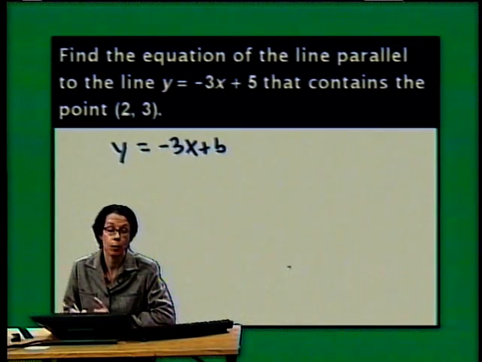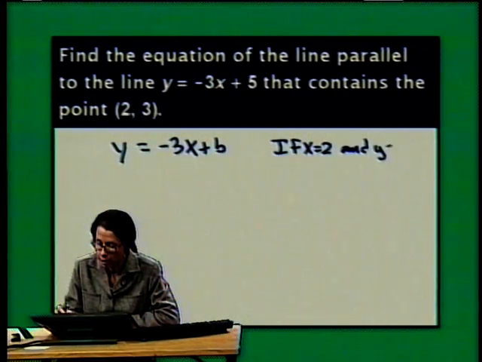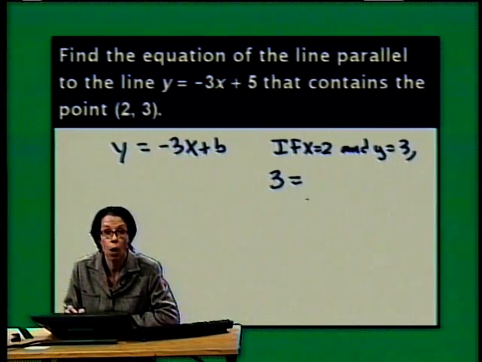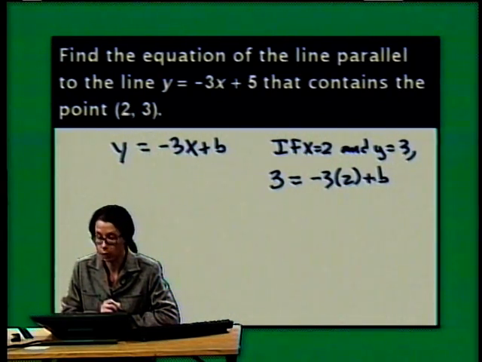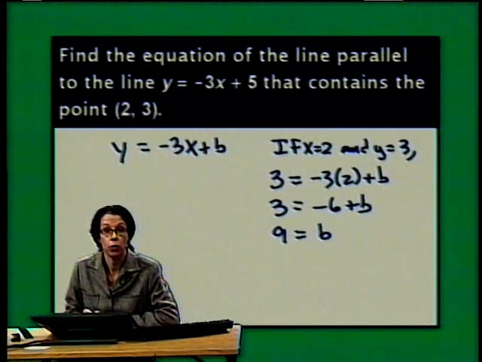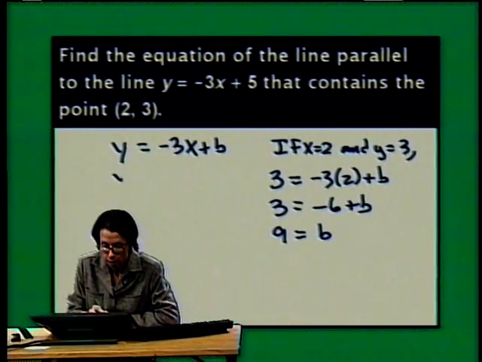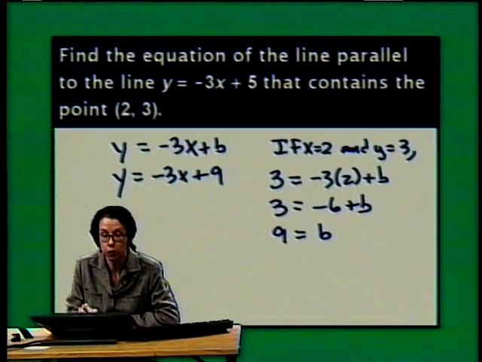Now I need to find b. Well, to find b, I'm going to use the point on the line. It must satisfy the equation. So if x equals 2 and y equals 3, then replacing 3 for y in my equation and 2 for x will allow me to determine b. So I have 3 equals negative 6 plus b. So b equals 9. So my equation should be y equals negative 3x plus 9.